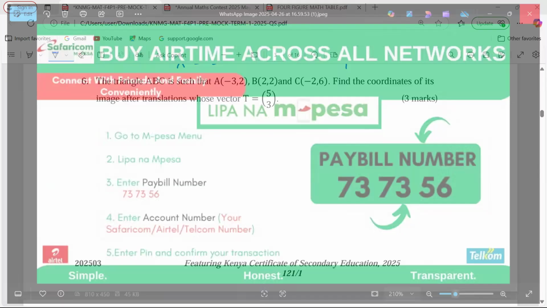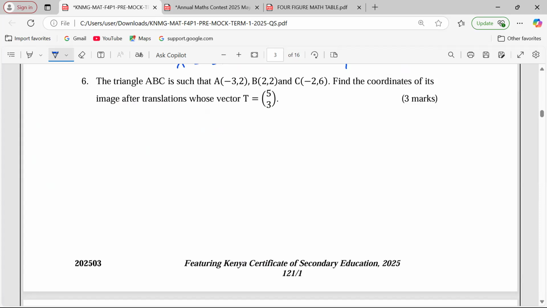Back to the paper now, number 6. Triangle ABC such that A is negative 3, 2, B is 2, 2, C is negative 2, 6. Find the coordinates of its image after translation vector T equals 5, 3.